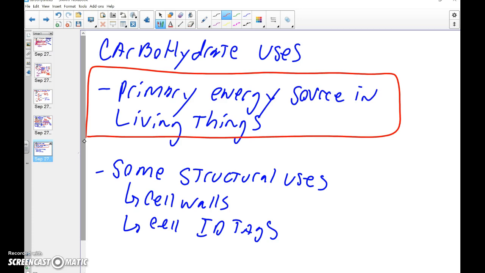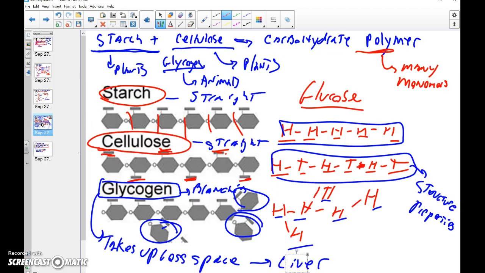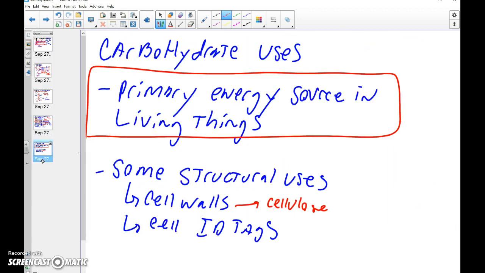Carbohydrates also have some structural uses. For instance, the polymer cellulose, this structure right here, is the biggest component of cell walls in plants. And there are also different branching carbohydrate chains, different polymers, that a lot of cells use as identification, which is something we'll discuss later on when we talk about cell reproduction and the cell membrane.